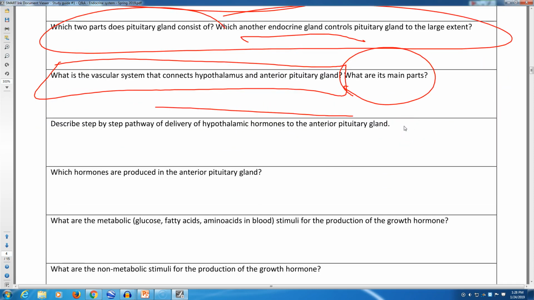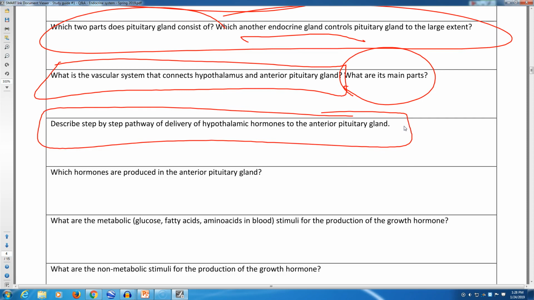When I say this, delivery step by step: hypothalamic neuroendocrine cells release hypothalamic hormones in the primary plexus. They move with blood from the primary plexus through the portal veins into the secondary plexus and act on the anterior pituitary. Does that make sense? They're all listed in the table. We clear?